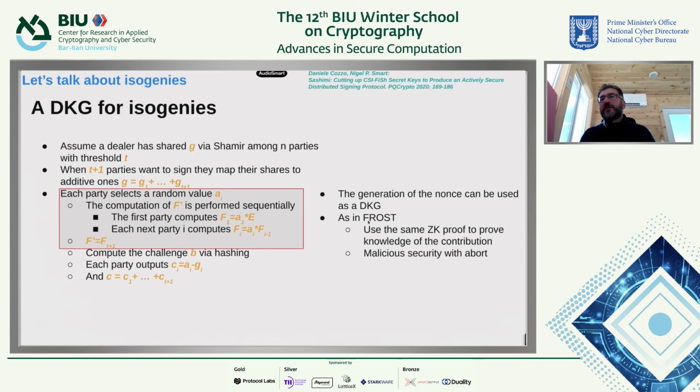As in FROST, we use the same Schnorr-like zero knowledge proof to prove that we know what we're contributing, and this will give us malicious security with abort. So the ideas are pretty much the same. We're leveraging this informal connection between discrete log and isogenies, with the big caveat that everything that is parallel with discrete logs becomes sequential with isogenies.